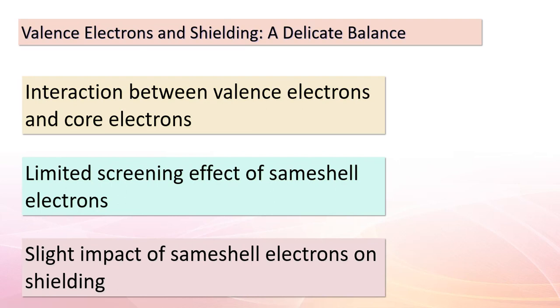shielding story. This balance between the core electrons' shielding effect and the valence electrons' desire to explore and interact gives rise to the atomic behaviors we observe. Think of it as a dynamic interplay of forces that shapes the characteristics of elements and their ability to bond and form compounds. Keep this delicate equilibrium in mind as we move forward in our exploration of the atomic world.